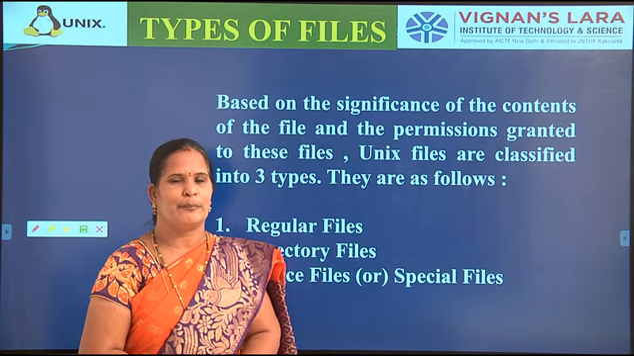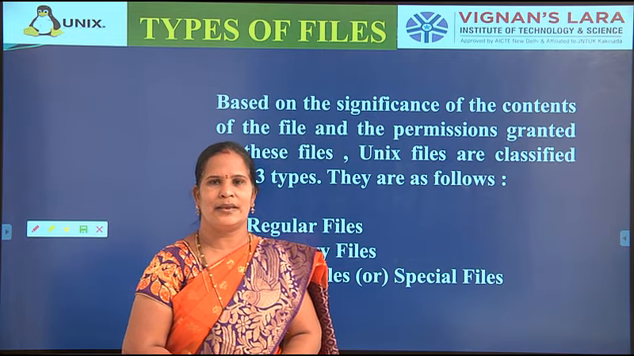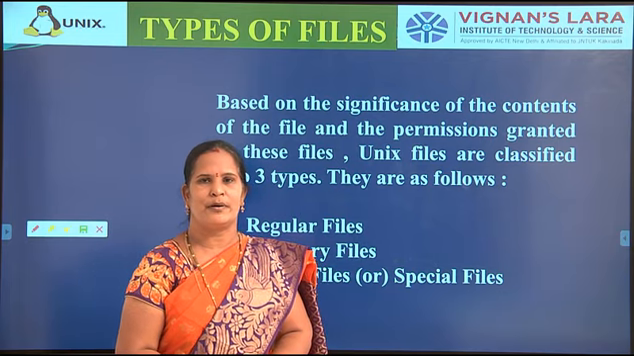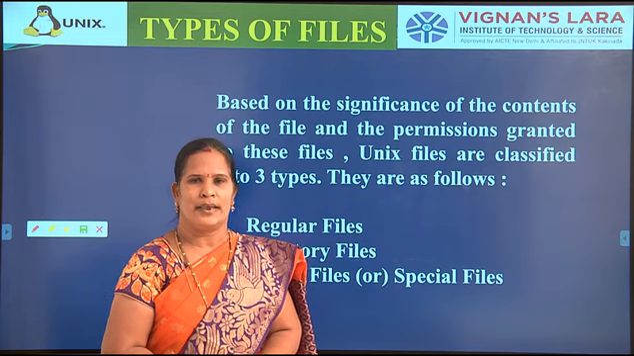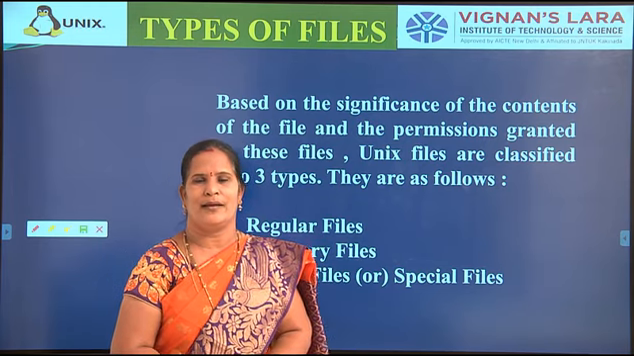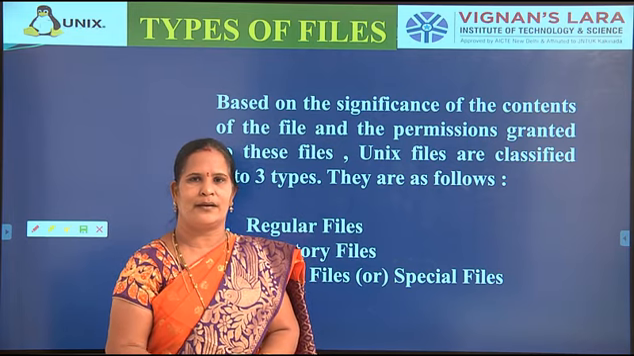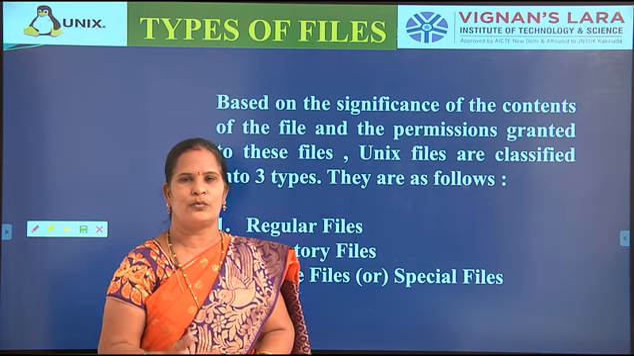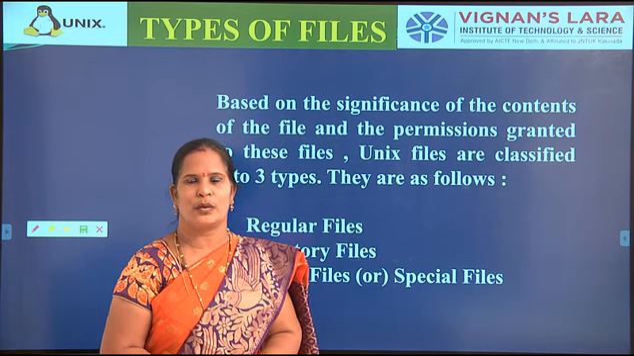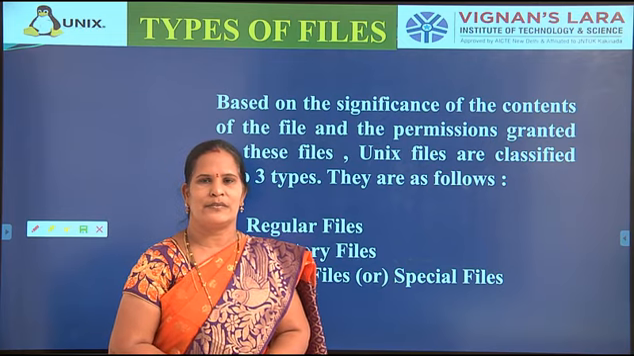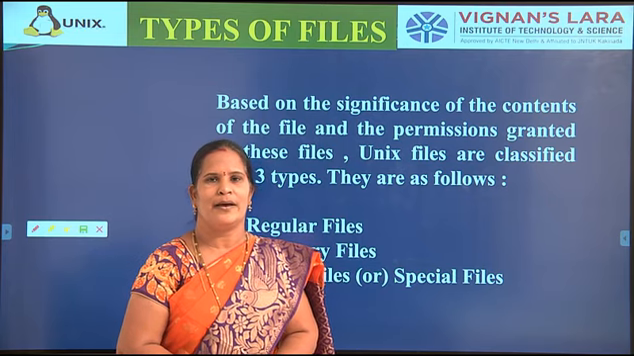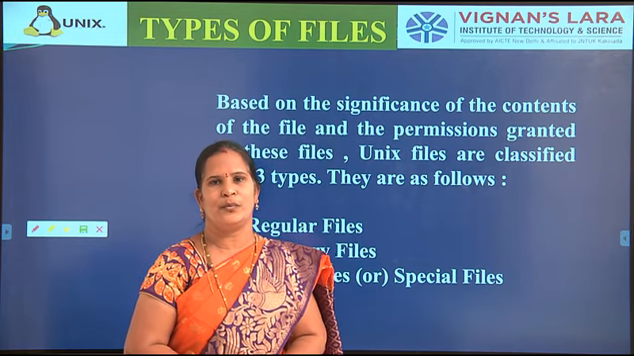Here we are saying the permissions granted to files. Actually, each and every file contains three types of permissions: read permission, write permission and execute permission. Read permission means we can read the content from a file. Write permission means we can write the content into the file, it allows the user to write content into a file. Similarly, execute permission is to execute the code that is available in a file. So each and every file contains three types of permissions: read, write and execute.